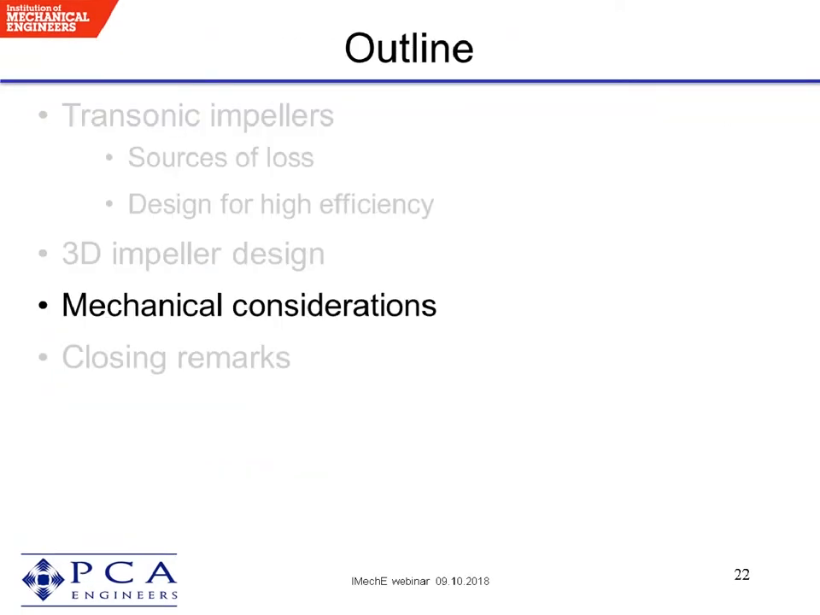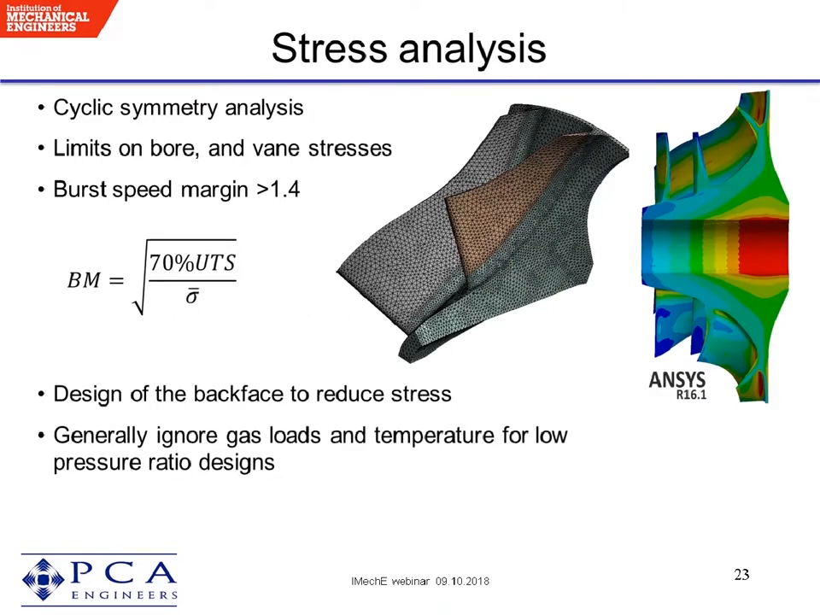With this note, I move to mechanical considerations. The mechanical integrity is generally considered in the design in terms of stress and vibration characteristics of the impeller wheel. The stress analysis is commonly done using cyclic symmetry analysis. We generally maintain a minimum disk burst margin of 1.4 in our designs at PCA, and we look at the limits on bore and vane stresses.